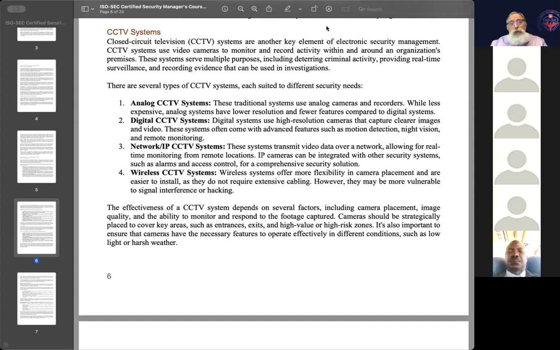After we have the network or IP CCTV systems. What is IP? IP, I think you heard about this. We say IP address. The IP address, generally speaking, also in the cameras, is an electronic address.